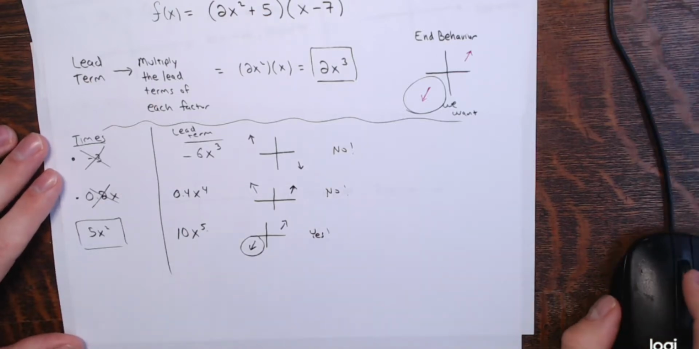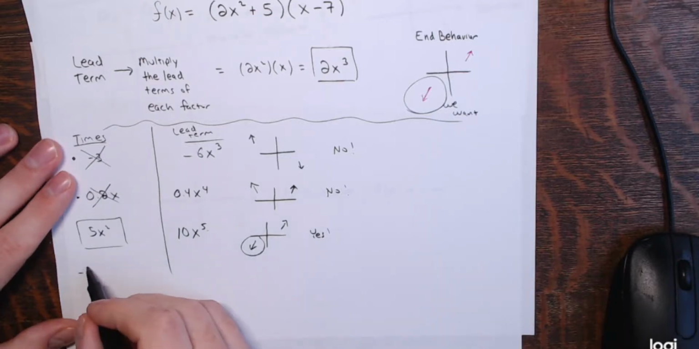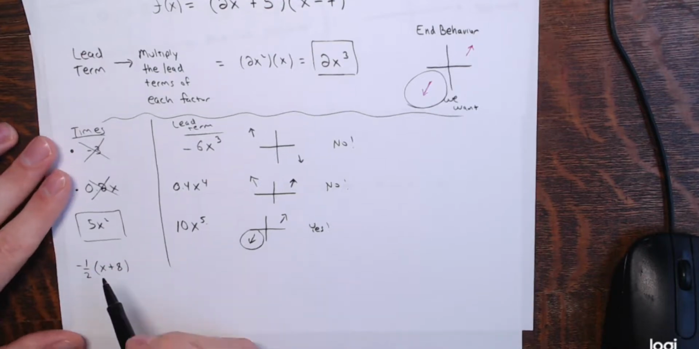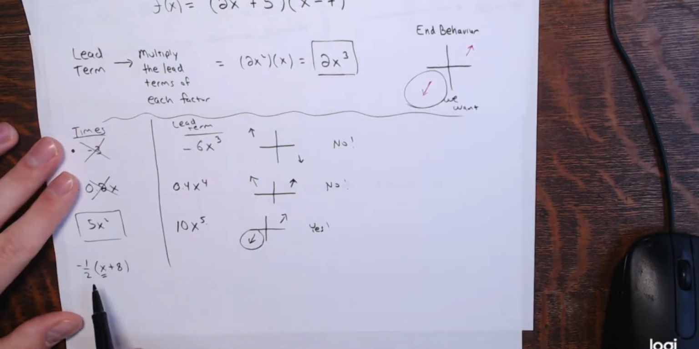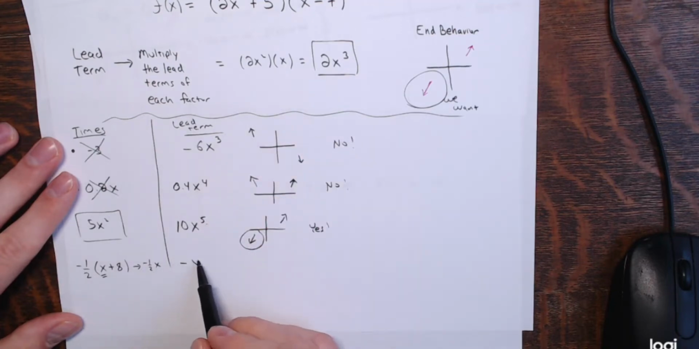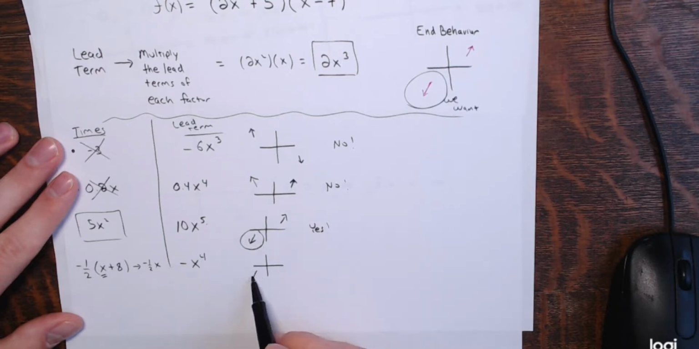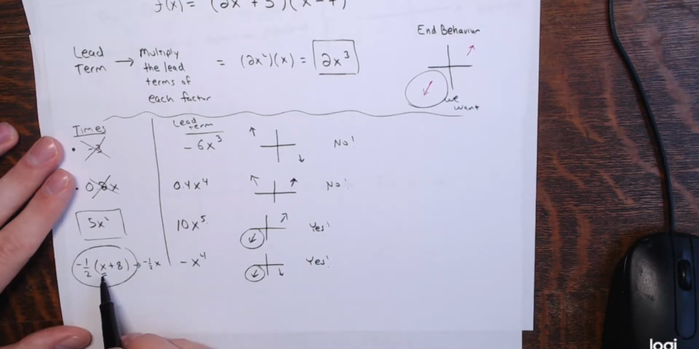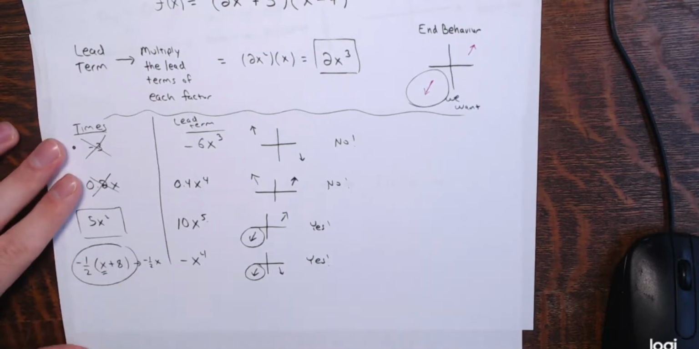All right, then after that, what about -1/2 times x plus 8? And again, all I care about is that lead term. So I'm focusing on -1/2 times x. Right? And if I multiply the lead term of that by the lead term of this, I'd have -x to the fourth. It's got an even degree but a negative lead coefficient, so going down on both ends, and that's exactly what I want on the left end. So this is also a good choice. Multiplying by this would still give me a function that goes down to the left.